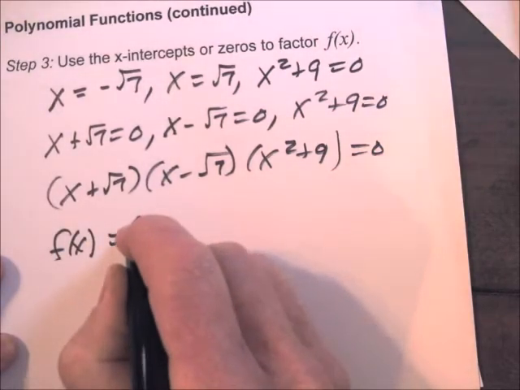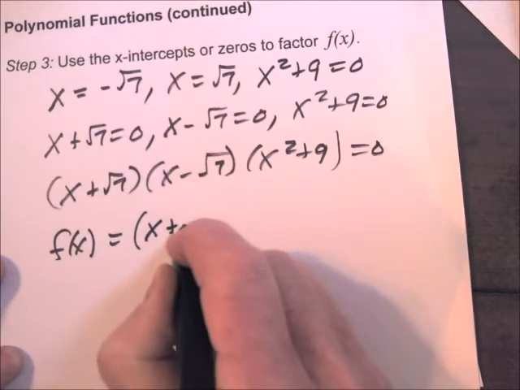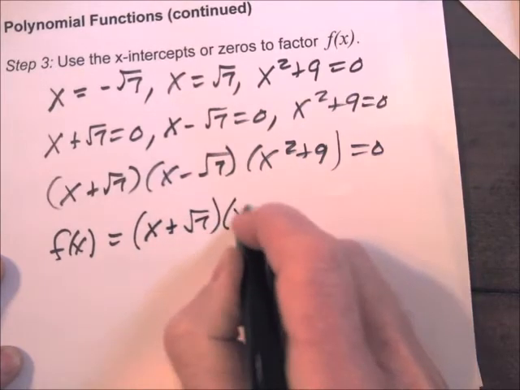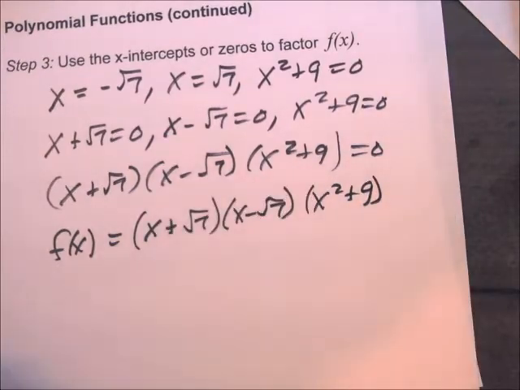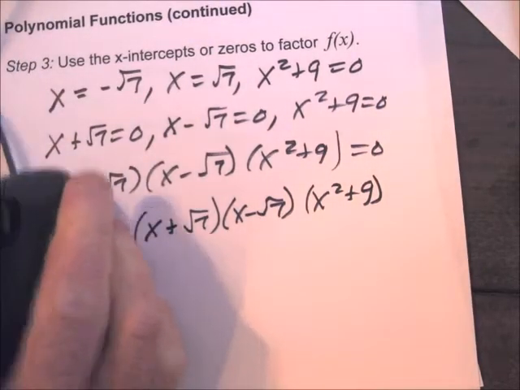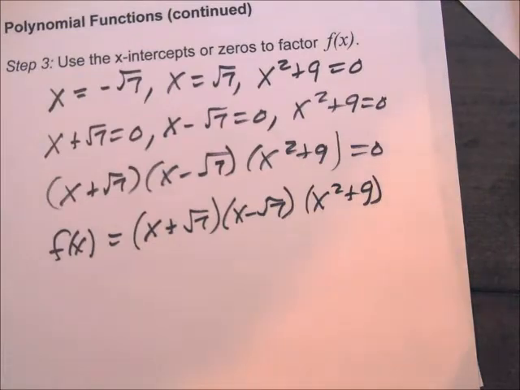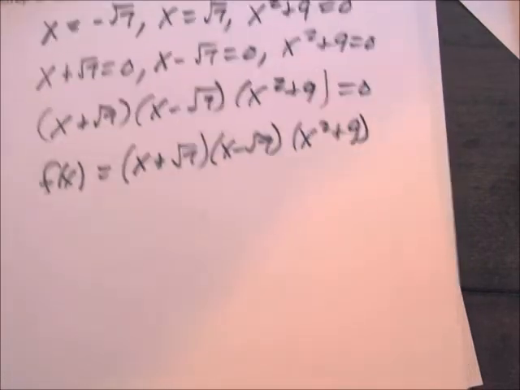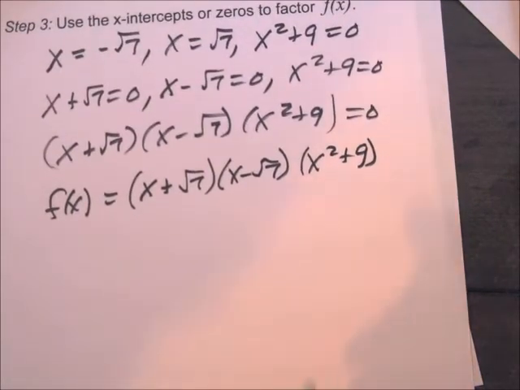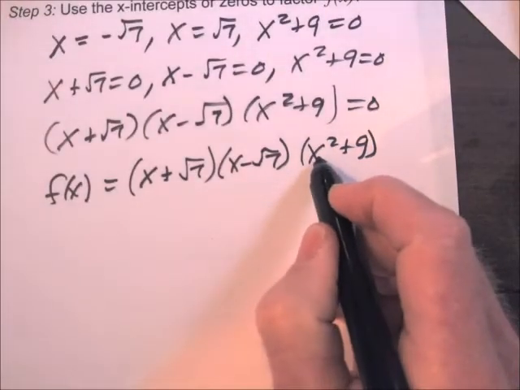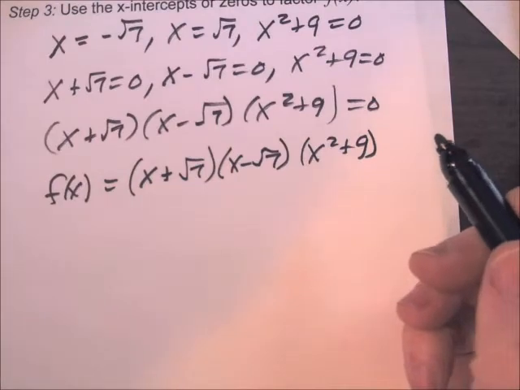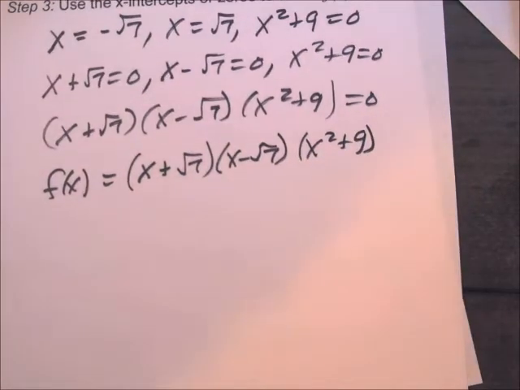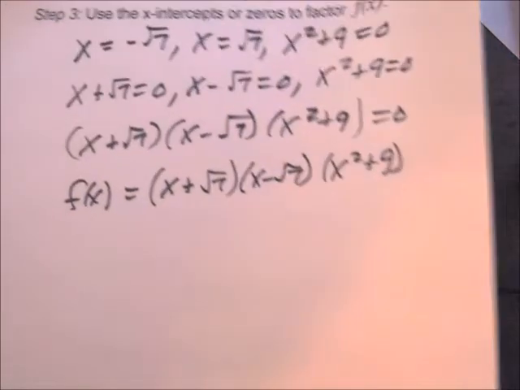So f(x) is this product: x plus root 7 times the quantity x minus root 7 times the quantity x squared plus 9. That's the answer to this question, and that's as far as we can go with real numbers. But we'll see in the next section that this last factor can actually be broken down further if we use numbers other than real numbers. So let's go on to the next example.